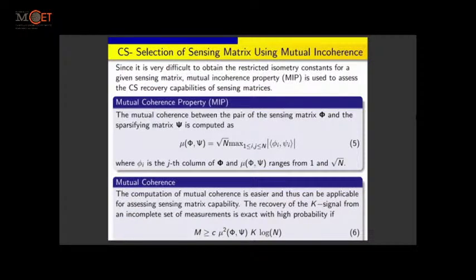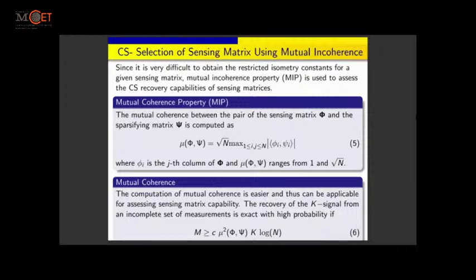Now we have to find some relationship, and based on this relationship we can come up with the values of M. M should be greater than C times K log N by K, where N is the length of the signal and K is the sparsity of the signal. With this relation, we can reconstruct the original signal from few measurements. Therefore, by using L1 optimization, we can recover the original signal exactly with high probability if M is greater than this. Then only can we have the reconstructed signal with less error.